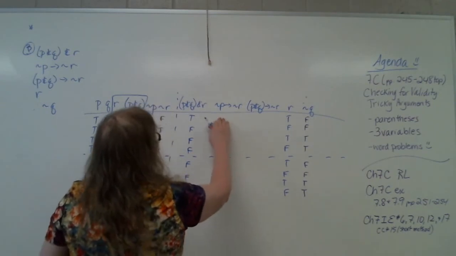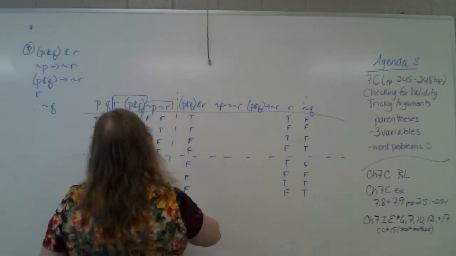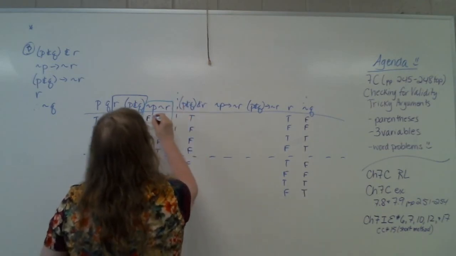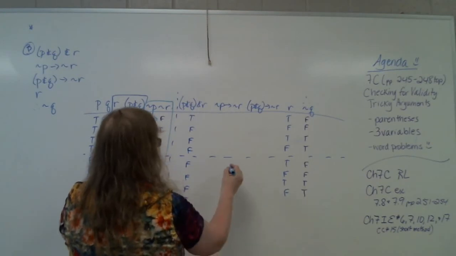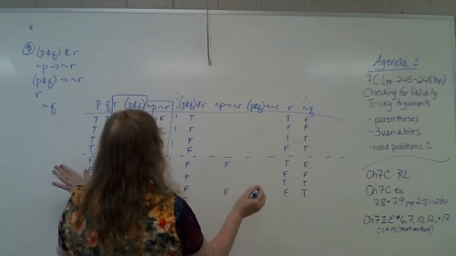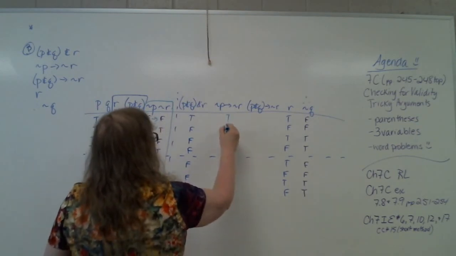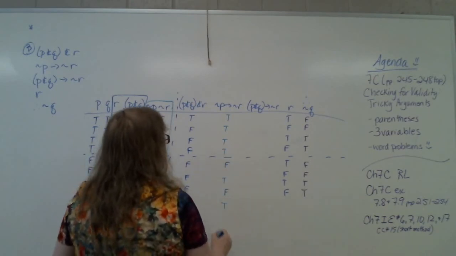This one, if not P, then not R. We're lucky-ish. They have them together, and they're going to go this way. So I have 2 places where it's a false. True to false is false. Everything else is true. So I can just do this, make it easy on myself.